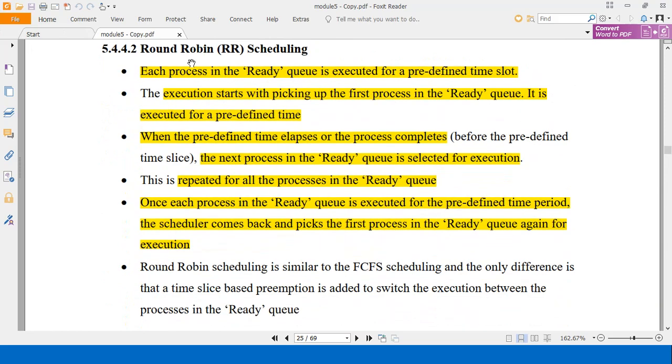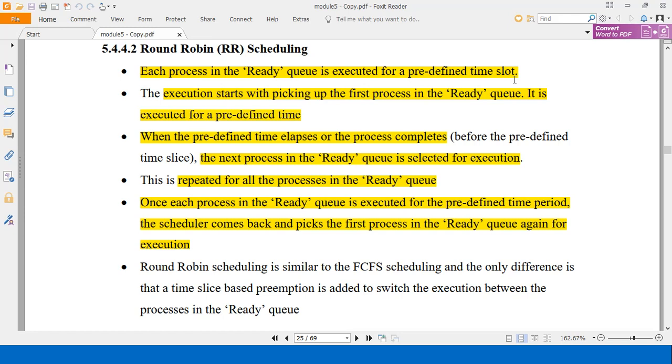Preemptive round robin scheduling. In this, each process in the ready queue is executed for a predefined time slot. This time slot is also known as time slice. This time slice is OS dependent.